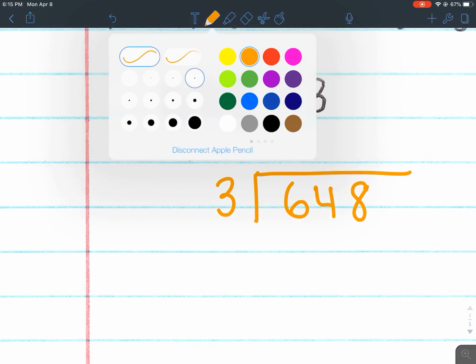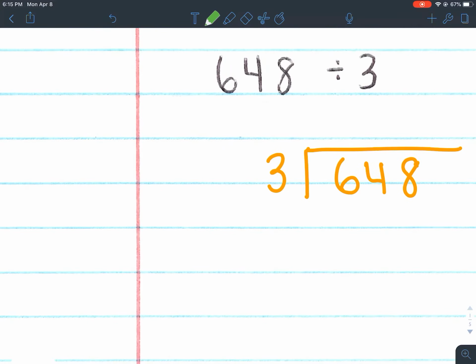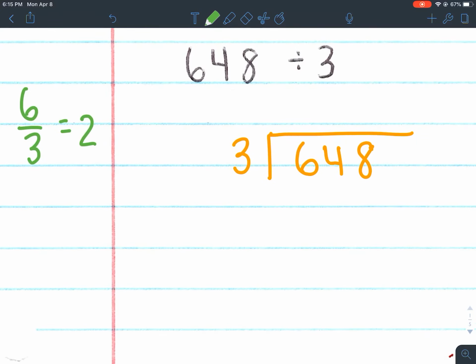Now, the first thing you usually ask yourself is, how many times does 3 go into 6, right? You're looking at just this first number. I don't care about the rest, just the 6. Obviously it's 2, but you do 6 divided by 3, right? How many times does 3 go into 6? That's twice, okay? So where does that 2 go? That 2 is going to go above the 6, okay?